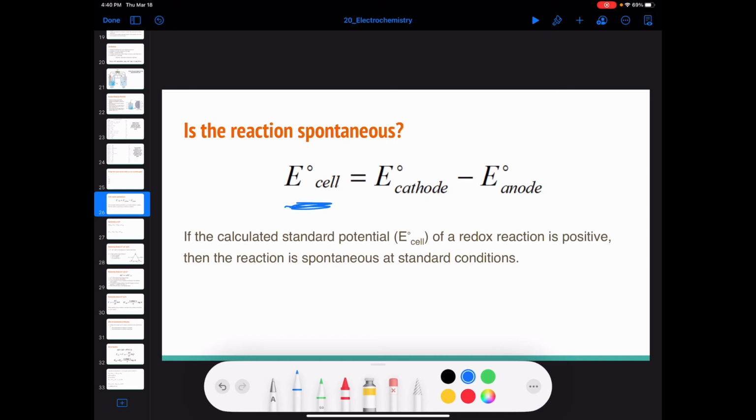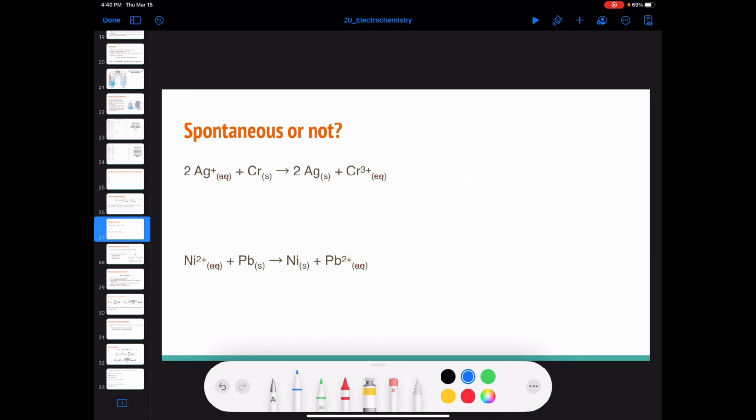It's a good battery. It's a spontaneous one. Otherwise, if it's not, it's non-spontaneous, and we should actually flip it, right? And make our cathode out of iron, for instance, and our anode out of gold. And so let's go ahead and try a couple of these and see if these would work, okay?